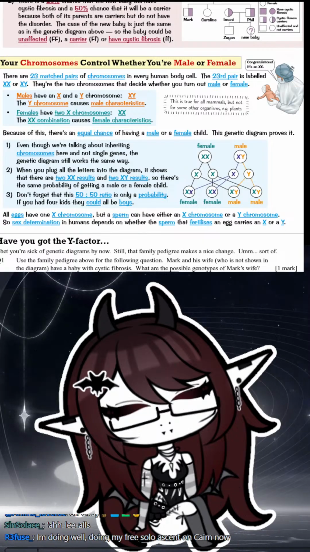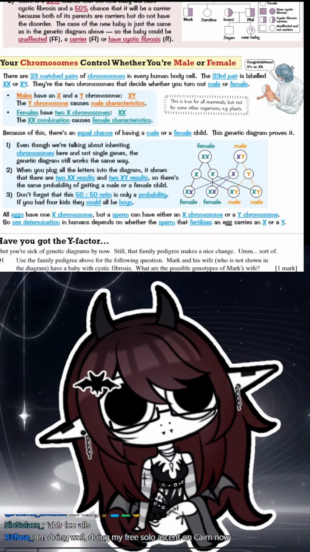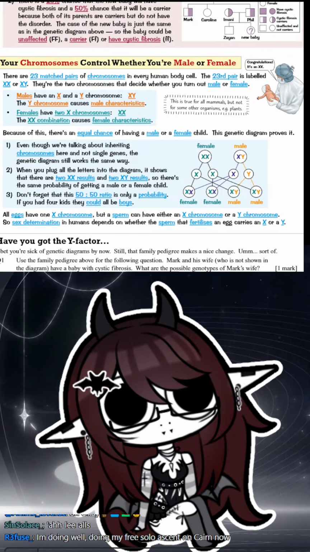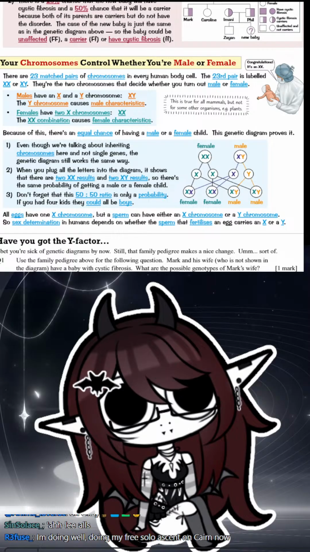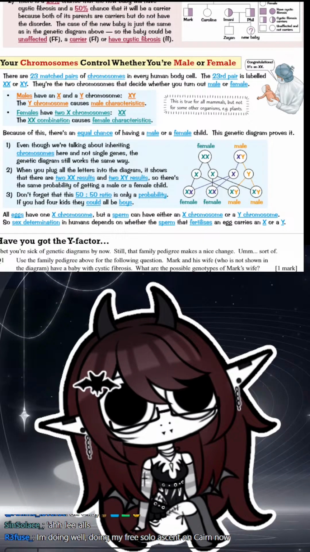Because of this, there's an equal chance of having a male or female child. This genetic diagram proves it. Even though we're talking about inheriting chromosomes here and not single genes, the genetic diagram still works in the same way. When you plug all the letters into the diagram, it shows that there are two XX results and two XY results. So, there's the same probability of getting a male or female child. Don't forget that this 50-50 ratio is only a probability. If you had 4 kids, they could all be females.